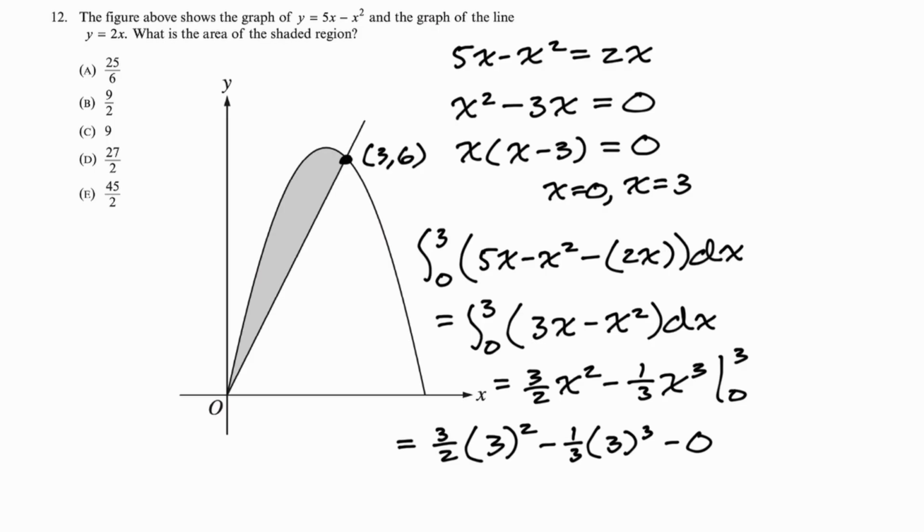3 times 9 is 27 over 2, and then you have 27 over 3 is 9. So that, and then that's 27 minus 18 over 2, 9 over 2. Our answer is B. 13.